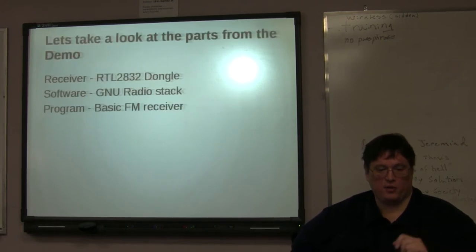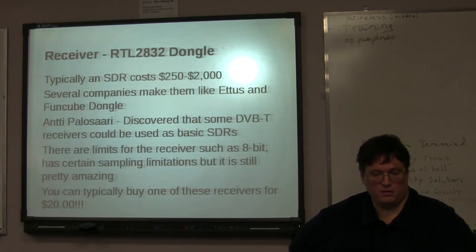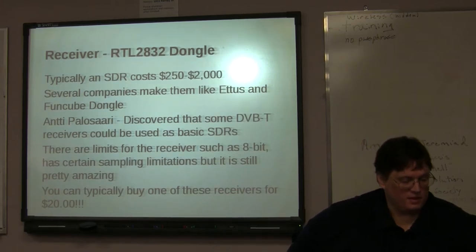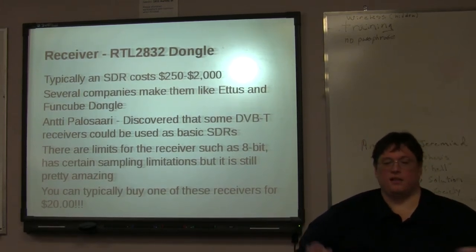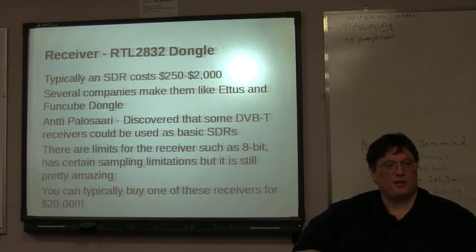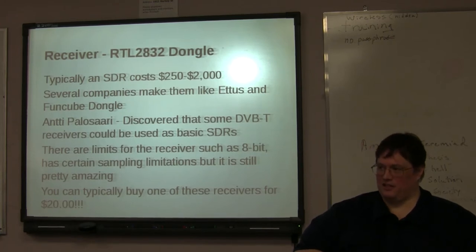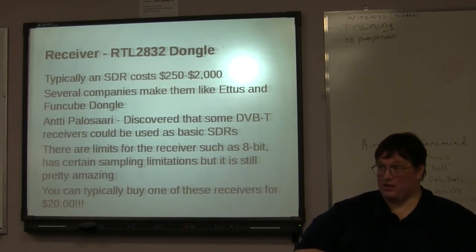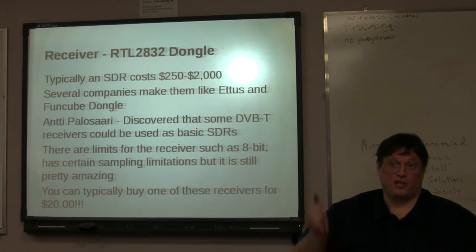So the parts of the demo were the receiver, the software, the program. So the receiver, here's one of the example ones. This is called an RTL2832 dongle. Typically, in the old days, an SDR cost you between $250 and $2,000. The Edis ones were around the $2,000 point, and the FunCube dongles were up about $500 to $600.